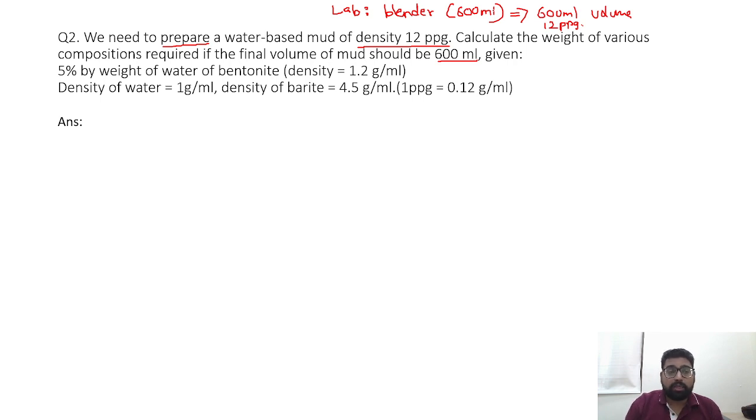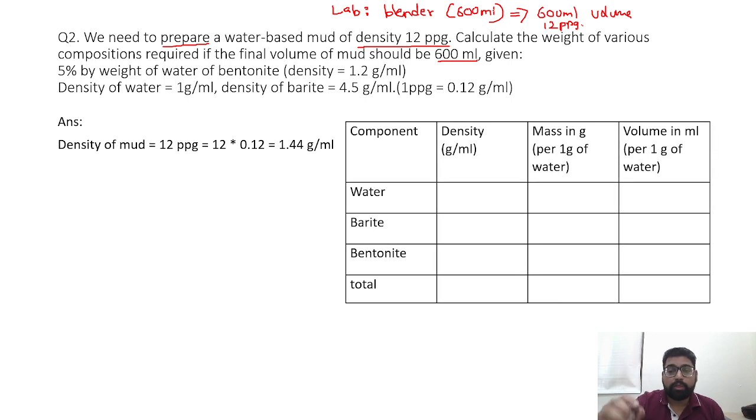The next part is that the density of water is given, and the density of baryte is given. But you need to look here that the volume of water is not given. The volume of mud is given, but the volume of water is not. Again, we are first going to convert the density 12 ppg, because all the values are given in grams per ml, and then we are going to come up with our chart. So let's see what our data is.